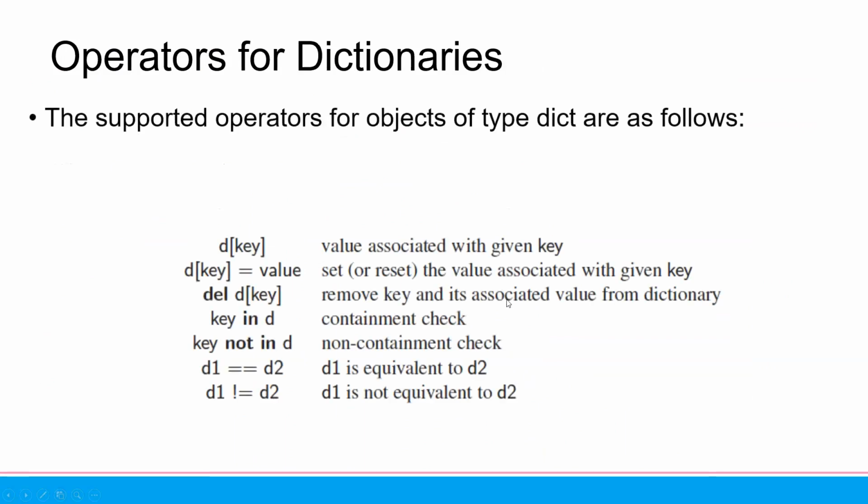We have operators for the dictionary. The idea is the same as the sequence operator. We just call the dictionary name and then we can specify in the square bracket. When we have the square bracket, it means we can specify a particular element. In this case, we want to know the key. When we call the key, we will get the value.